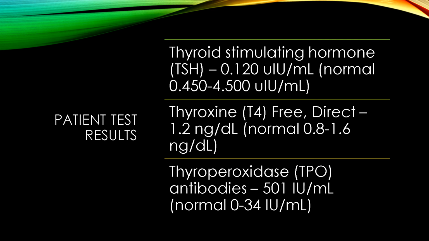Now we're going to look at the patient's test results. The thyroid stimulating hormone level was 0.120 micro international units per milliliter, with the normal being 0.450 to 4.500 micro international units per milliliter. Her free T4 was 1.2 nanograms per deciliter, with normal being 0.8 to 1.6 nanograms per deciliter, and her TPO antibodies were 501 international units per milliliter, with a normal being 0 to 34 international units per milliliter.